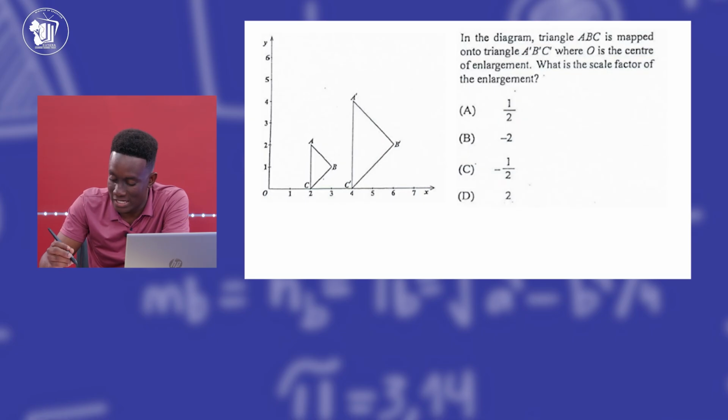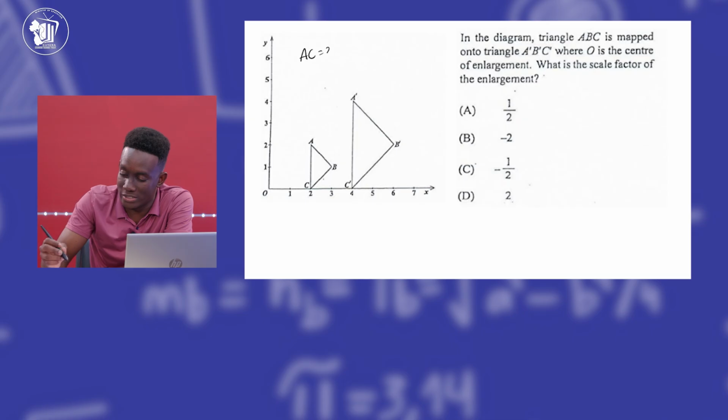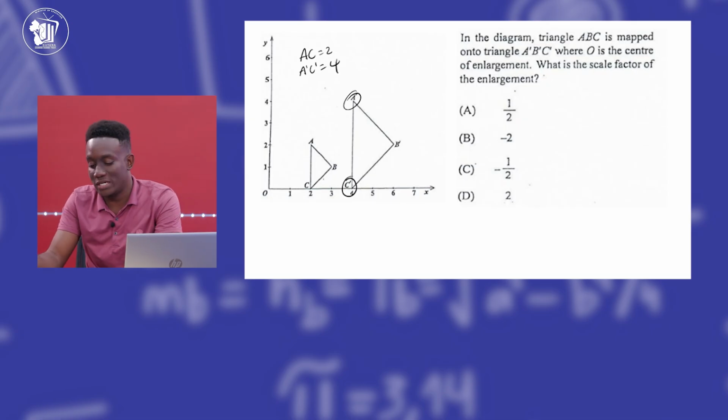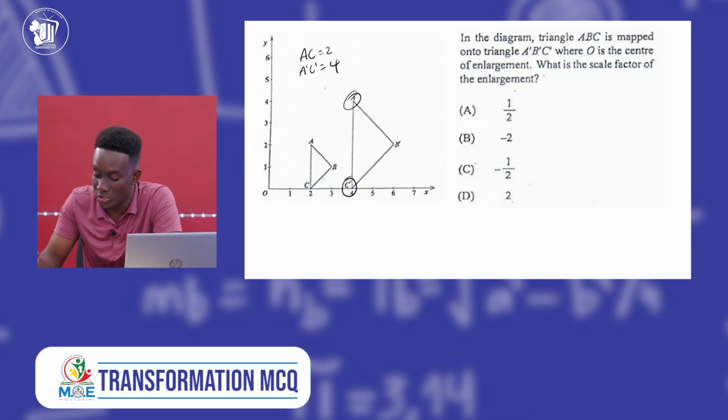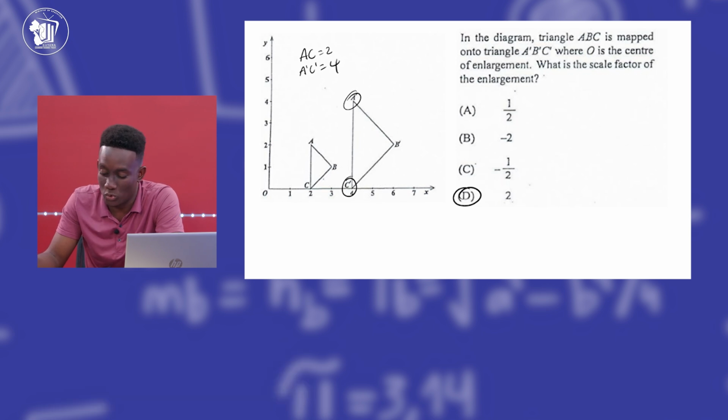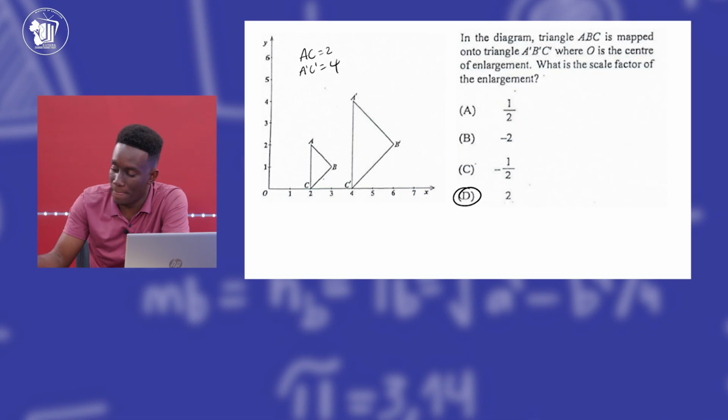So we see AC has a measurement of 2 units. So AC is equal to 2 units. Let's look at A prime C prime. A prime C prime has a measurement of 4 units. So we can see that the image AC was doubled. So that means this shape has a scale factor of 2 because it was doubled. So that is D2. As easy as that.